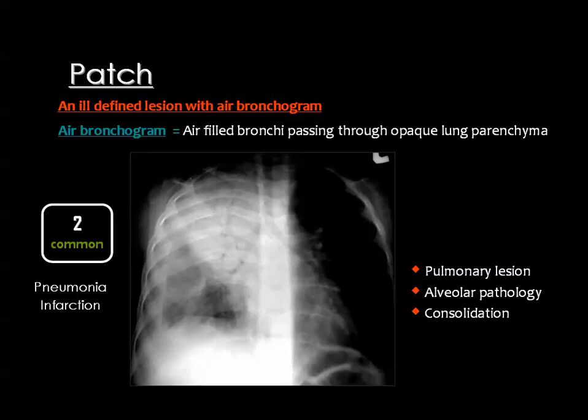Then we came to the patch, and the patch is an ill-defined lesion containing air bronchogram, and there are 2 possibilities, pneumonia and infarction. And actually the differential diagnosis between pneumonia and infarction depends mainly on the clinical history, because both lesions will have an opacity in the lung associated with pleural effusion, but the history is different. Pneumonia will present with fever, cough, and expectoration. Infarction will present with acute chest pain and hemoptysis.